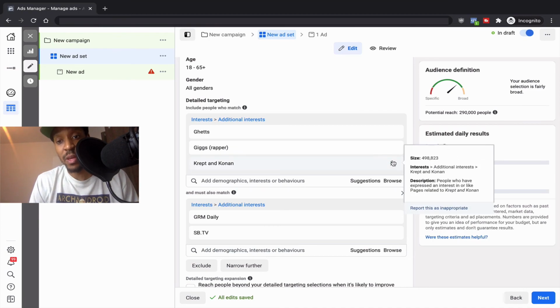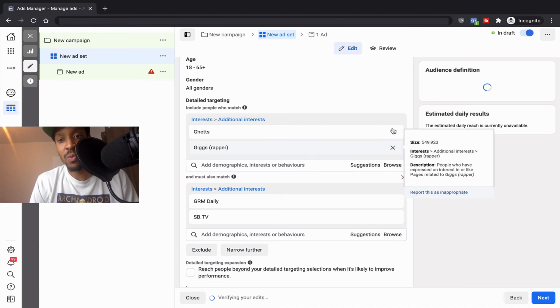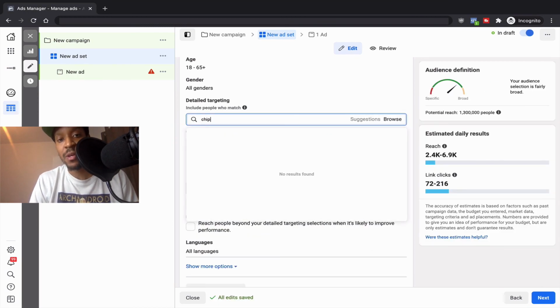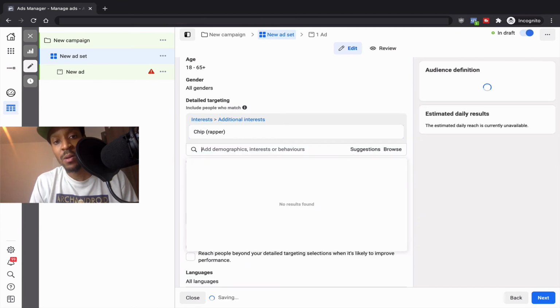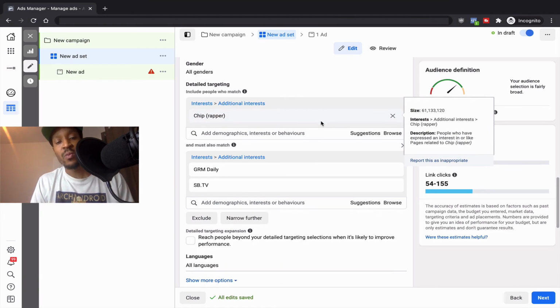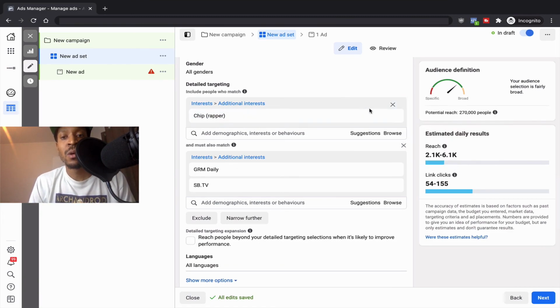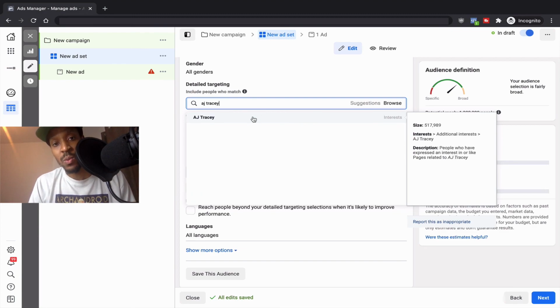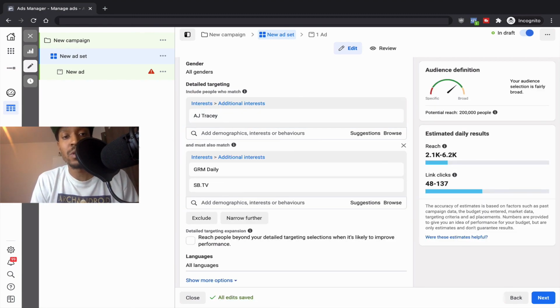And then the next option we may have is when we typed in Chip before, when we were doing the research. He didn't really have a lot of similarities, so we can type in Chip here, rapper. See, his audience is 270,000 people, and we can have that as a separate audience. And then AJ Tracy popped up quite a lot, so we can type in AJ Tracy. We can have him as another audience. So now we've got 3 audiences: one with Gigs mixed with Krypton Conan, another with Chip, and another with AJ Tracy.